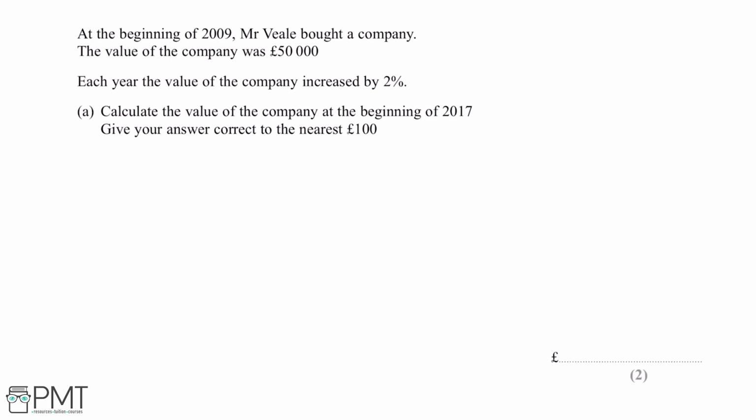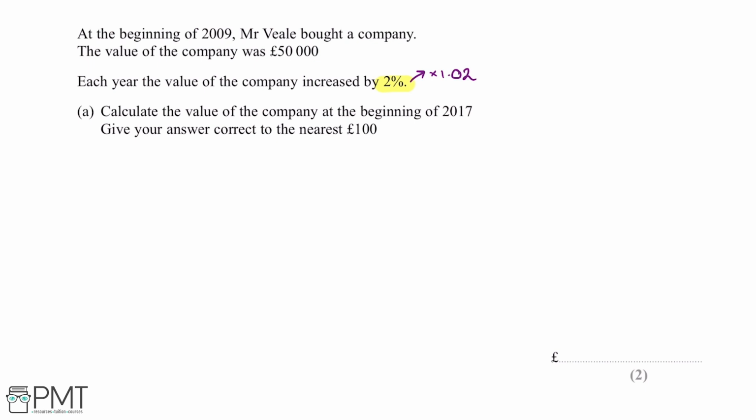So each year the value of the company increased by 2%. A percentage increase of 2% is the same as multiplying the original value by 1.02. So if we were to work out the value of the company after 1 year, we would multiply 50,000 by 1.02. And for the second year, we would multiply the value of the company at the beginning of 2010 by 1.02 again. Now this is called compound interest.